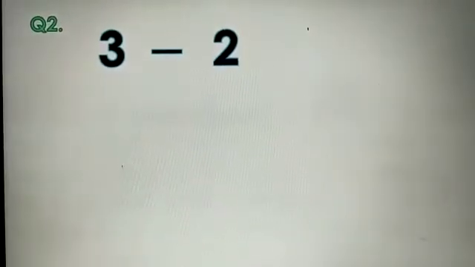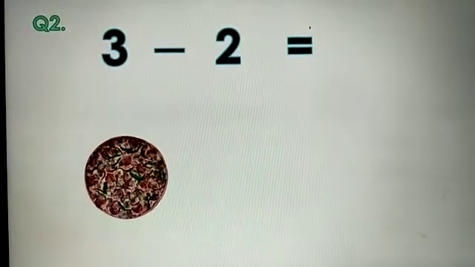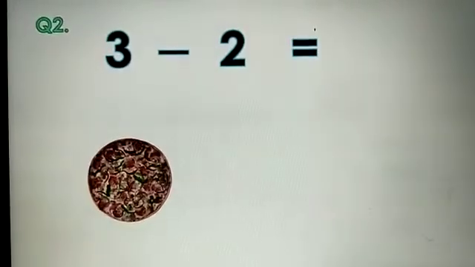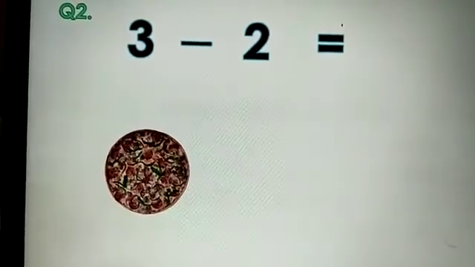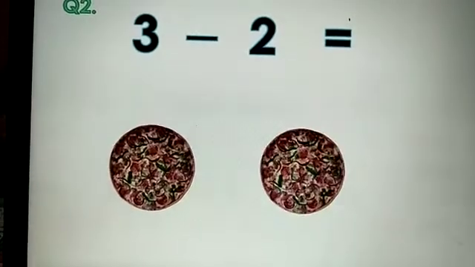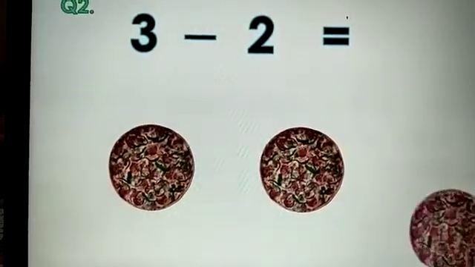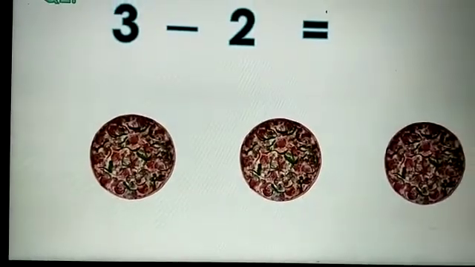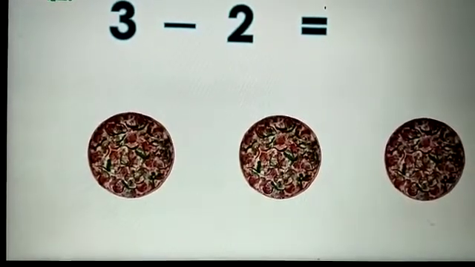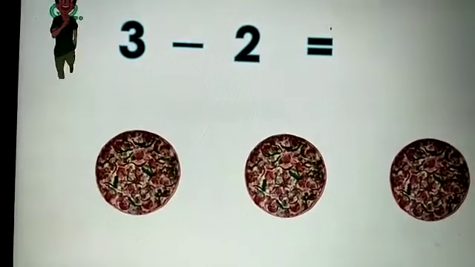Question number 2. 3 minus 2 is equal to, children, here what is there on the screen? It's a very yummy tasty food, that is a pizza. There are 3 pizza on the screen. Now 3 minus 2. Here comes a child.